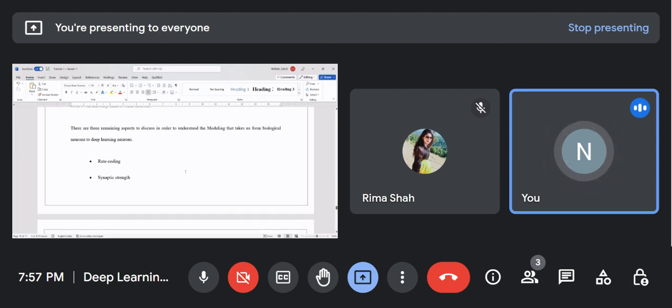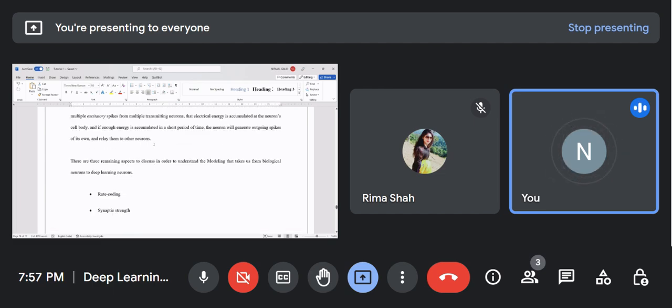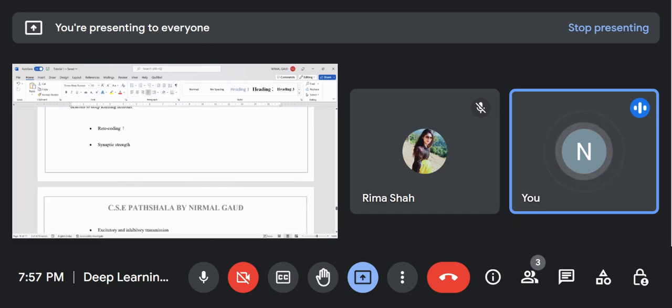Okay, so in the case of biological neurons there are a few more things. In order to understand the modeling that takes place from biological neurons to deep learning neurons, we need to understand some important concepts, some important terms. One is rate coding, another is synaptic strength. Rate coding and synaptic strength.